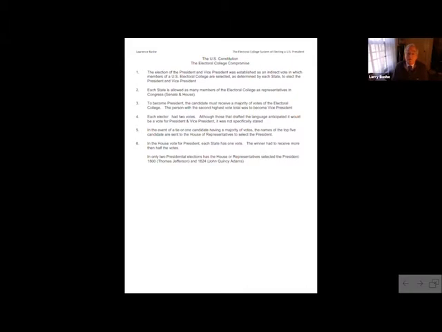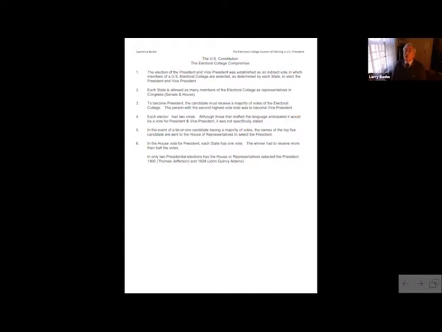Each House delegation has one vote. So for instance, if there was a difference of opinion and they didn't actually come up with one person with the state's votes, the state wouldn't have a vote. And you had to win. The only way you could win is to have a majority of those votes.